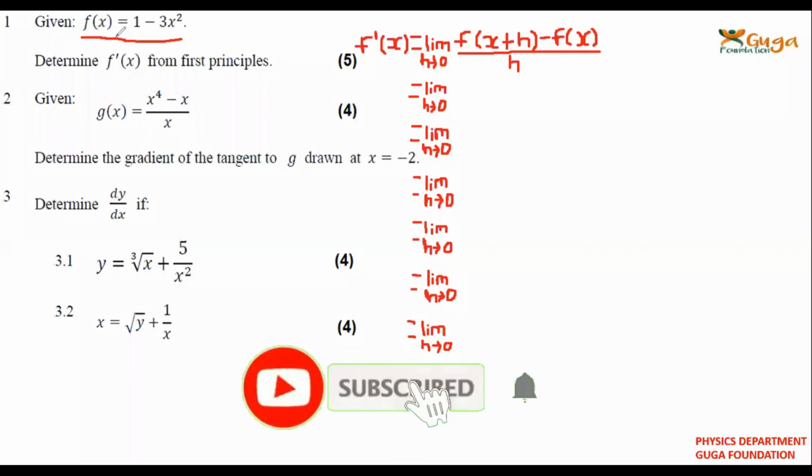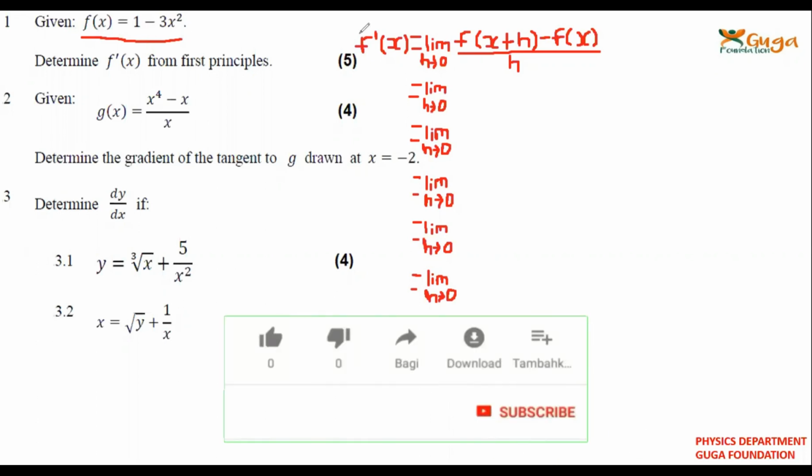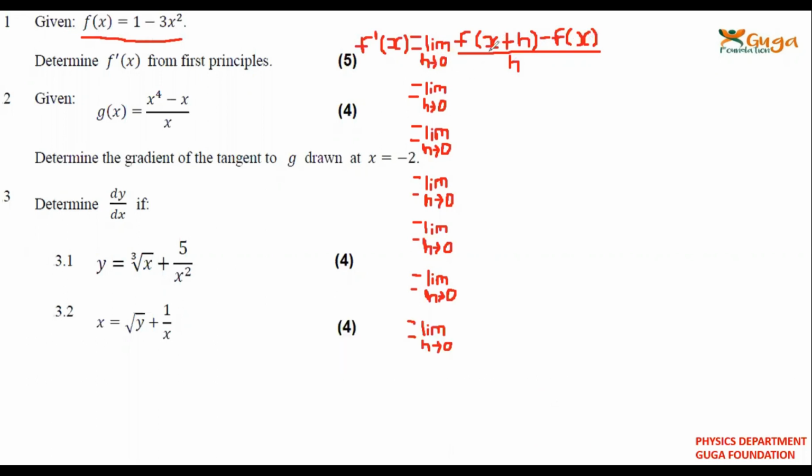Yeah, given f of x is equal to 1 minus 3x squared, so determine f prime of x from the first principle. So the first principle is given by f prime of x is equal to the limit as h approaches 0 of f of x plus h minus f of x over h. So now, where there is x, we substitute x plus h.